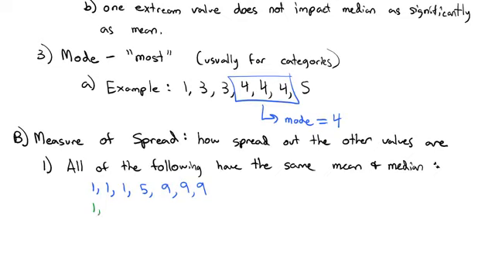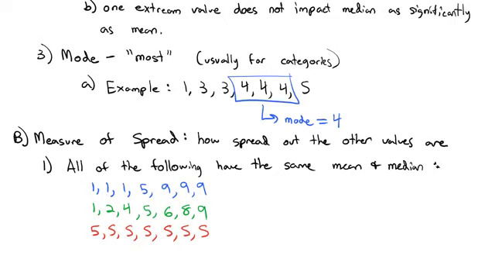But if I do another data set of 1, 2, 4, 5, 6, 8, 9, that data set has a mean of 5 and a median of 5. And if I do a data set of 5, 5, 5, 5, 5, 5, 5, that data set has a mean of 5 and a median of 5. There's no difference between these three data sets if I just look at the center. But the numbers are spread out quite differently.